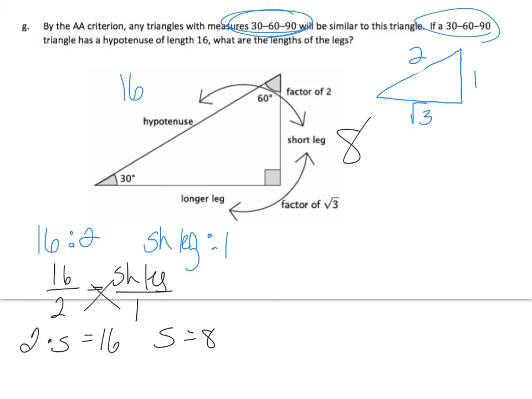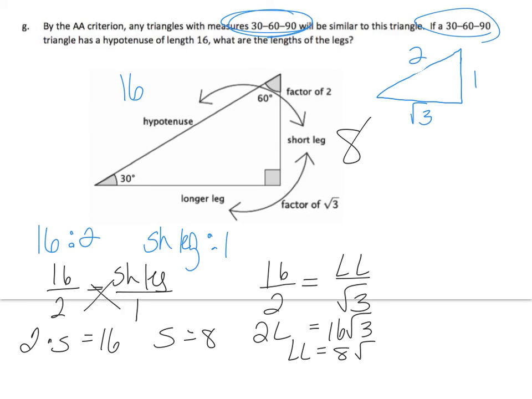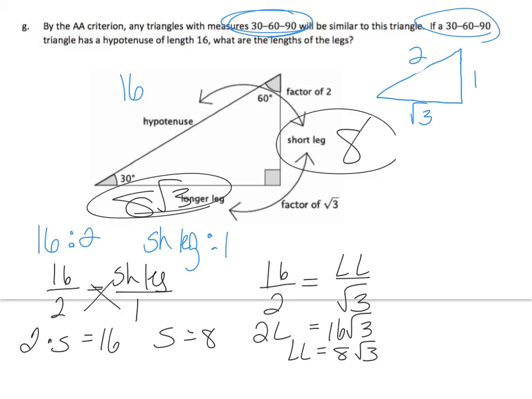I can do the same thing for the next one. 16 over 2 equals long leg over the square root of 3. So 16 square roots of 3 equals 2 times the long leg. The long leg equals 8 square roots of 3. Sort of fun.